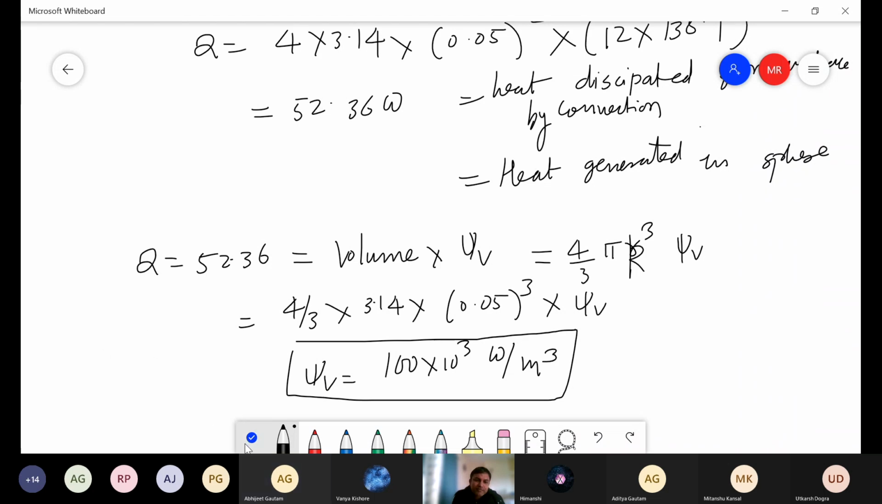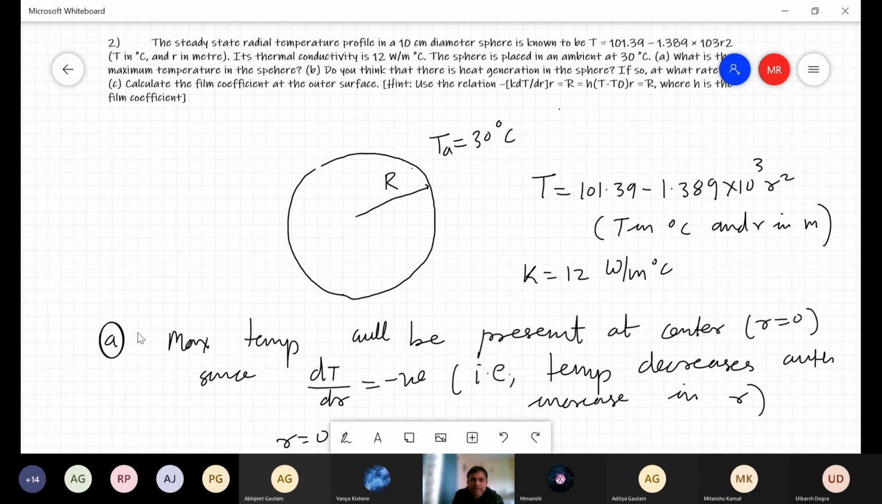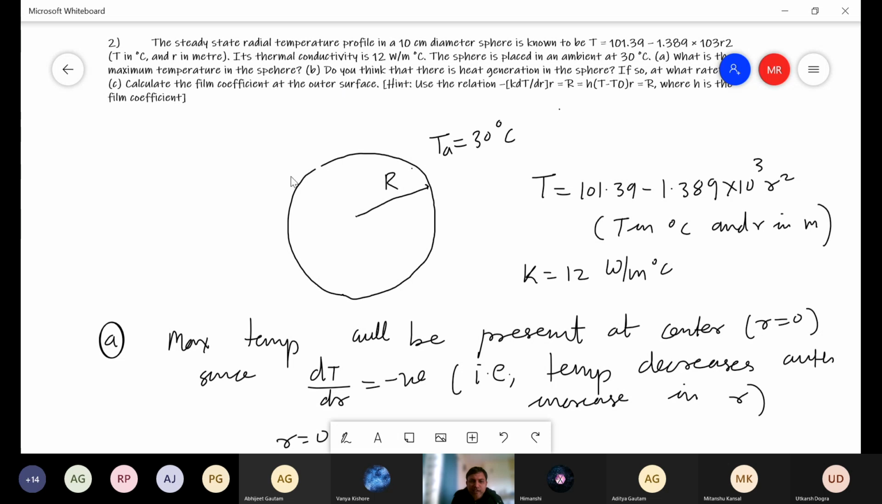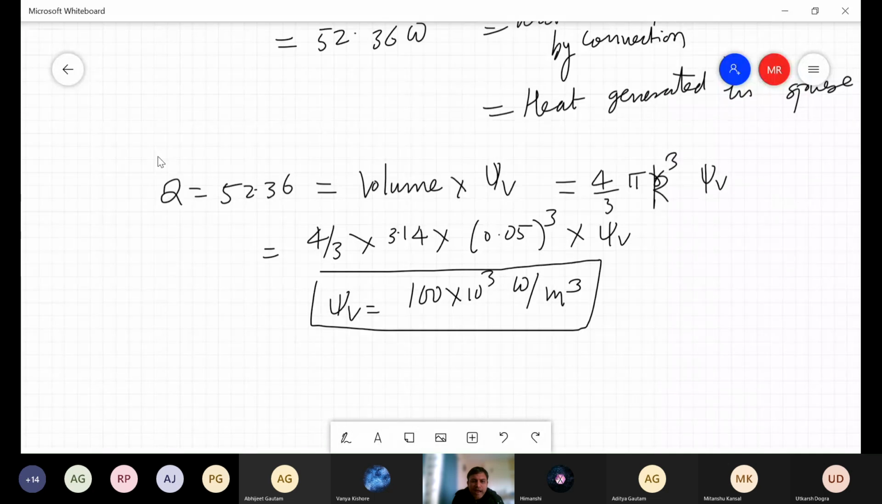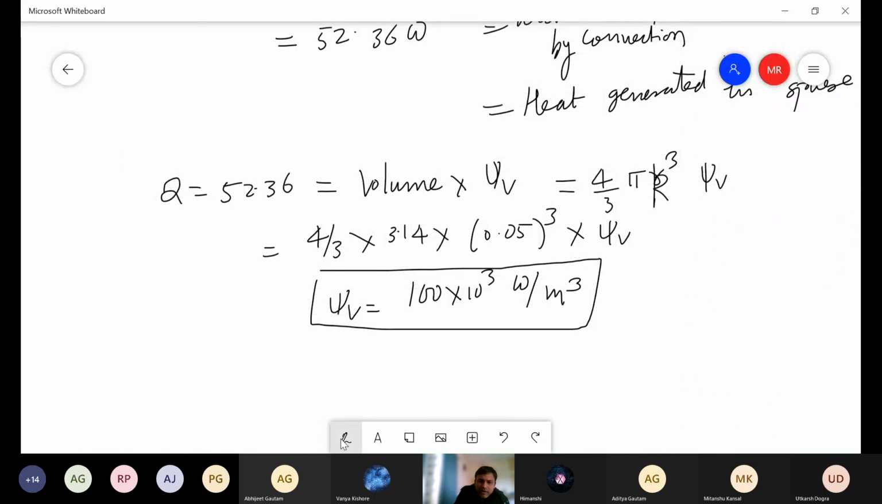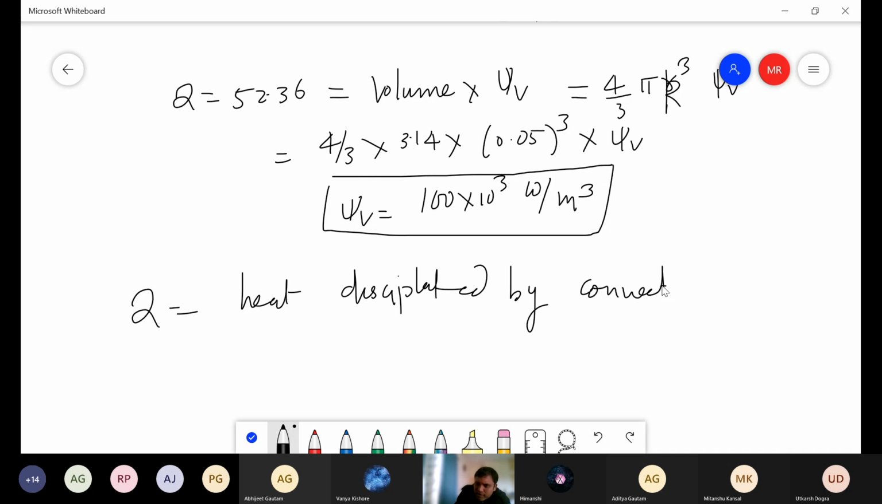Okay, all right. Now what is part C? If I go back to the question, part C is calculate the film coefficient at the outer surface. So that is also easy, isn't it? Because what we are assuming is that the rate of heat transfer is the same as the heat dissipated outside by convection. This is what we have said, isn't it?